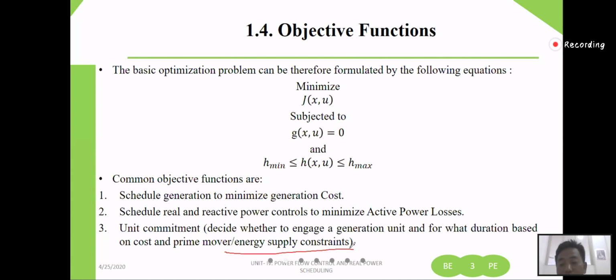Okay, and then for what duration. But when you see that, we have to look at the cost of prime mover and energy supply constraint also, whether there is discharge or not. If there is enough discharge for 4 units, then you can use them, and if it is required, that is known as unit commitment. Okay, so this is how we can fulfill the objective function.